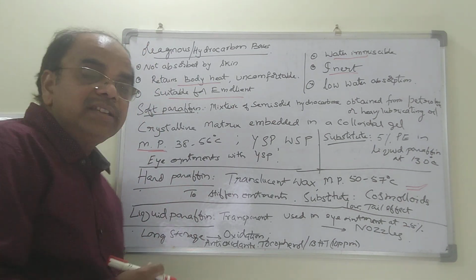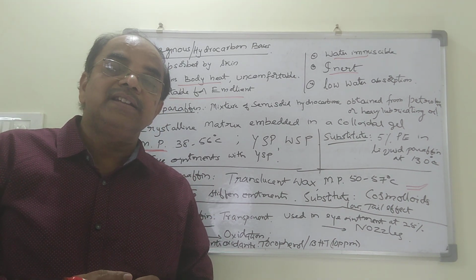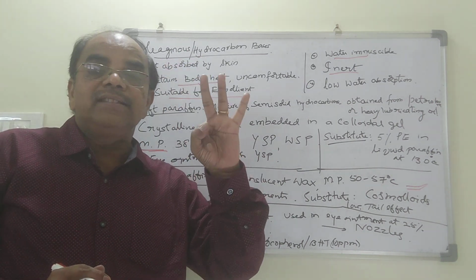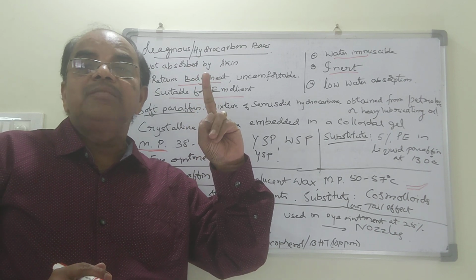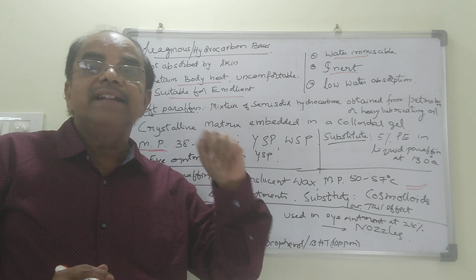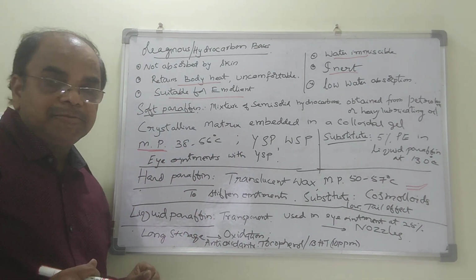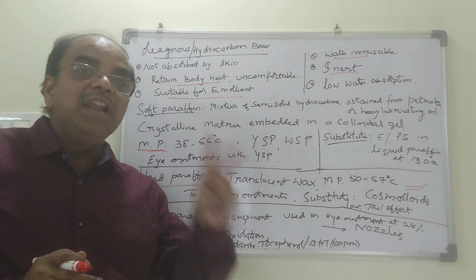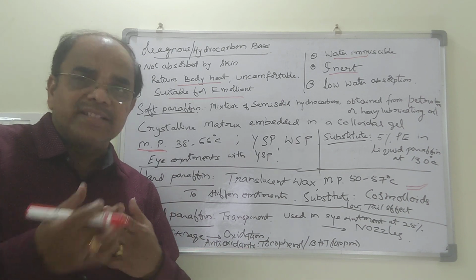Right. What are the various bases under the hydrocarbon bases, or I can say oleaginous bases? Mainly there are 3 types: liquid paraffin, hard paraffin, soft paraffin. 3 bases under the oleaginous bases. Soft paraffin is available in 2 forms in the market, yellow soft paraffin and white soft paraffin. What is the difference? That we'll see.